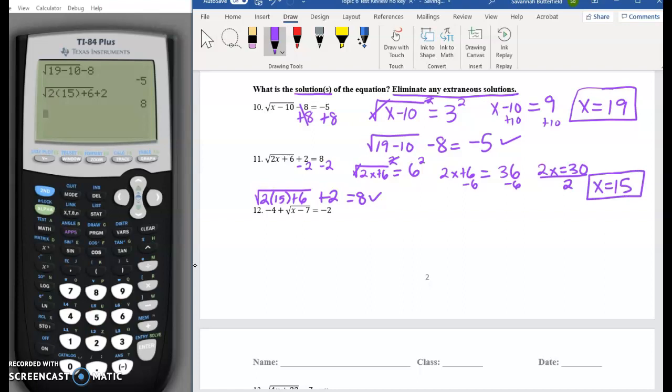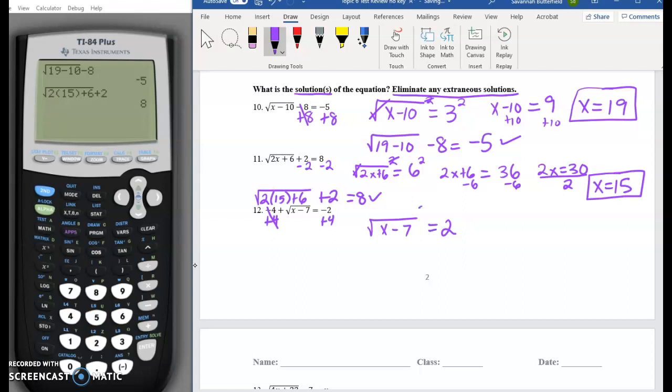So 12, same process. Again, we have to get the radical by itself. So we're going to get rid of this negative 4. So we're going to add 4. Even though there's a plus sign right there, this 4 is negative. So to get rid of it, we're going to add 4. And so we're going to get square root of x minus 7 is equal to negative 2 plus 4 is a positive 2.